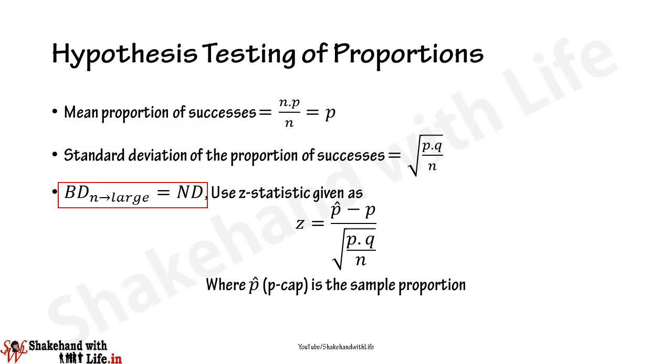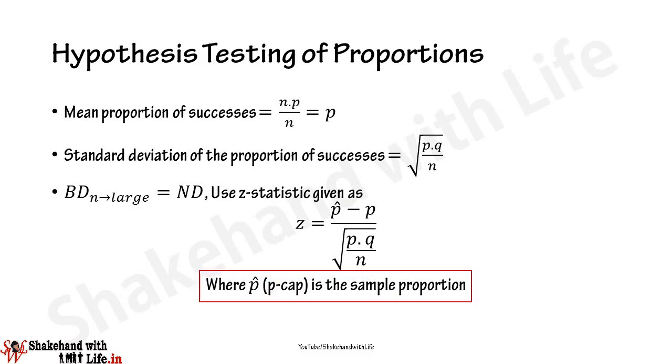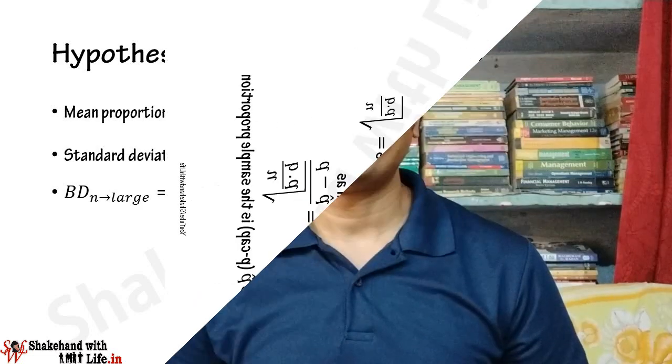If n is large, the binomial distribution tends to become normal distribution, and in that case we use the z-test for hypothesis testing of proportion. And the equation of z-statistic to calculate the value of z is given as z equal to p cap minus p in the numerator divided by square root of p into q divided by n in the denominator, where p cap is the sample proportion.